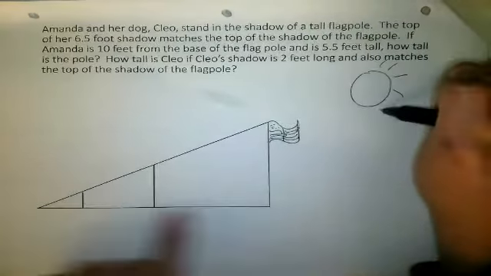The top of Amanda's 6.5-foot shadow. So here's me. My shadow is 6.5. You're either a really tall person. No, it's my shadow, not me. Yeah, but look at the flag and then you. So the picture is not to scale. Okay. All right, so there's me.